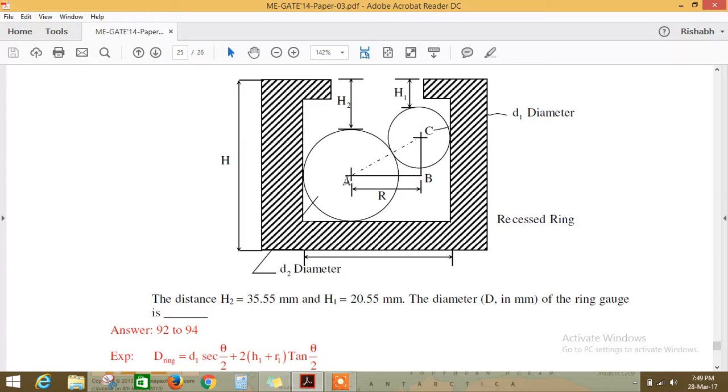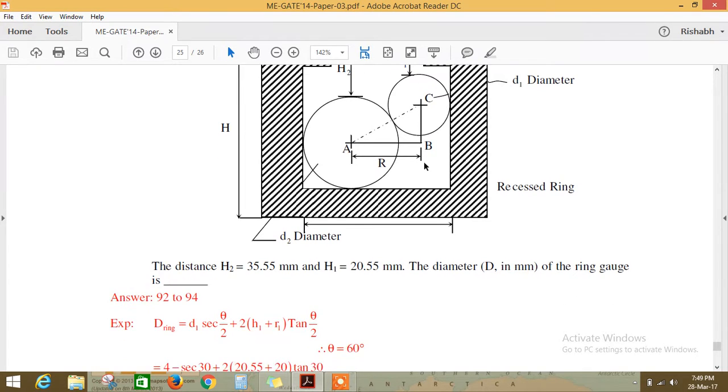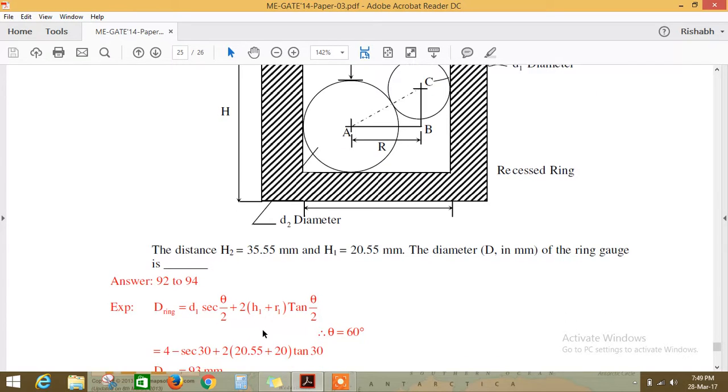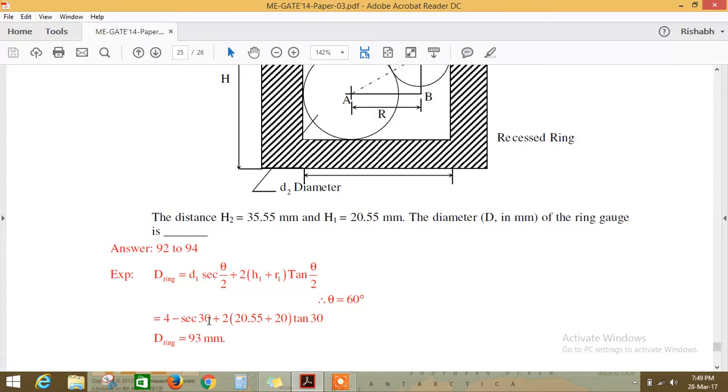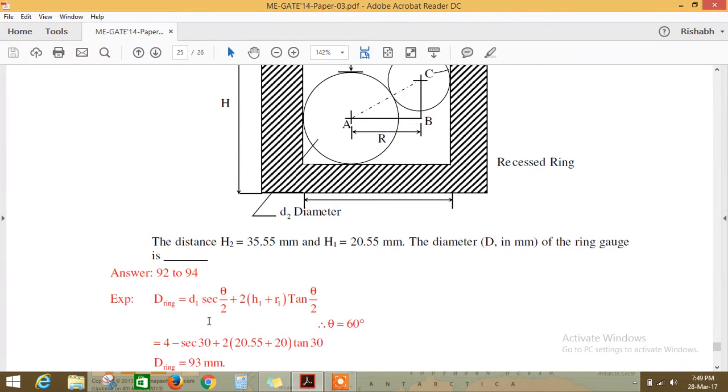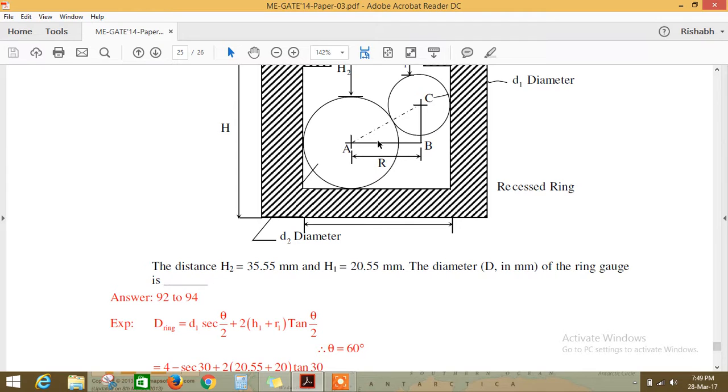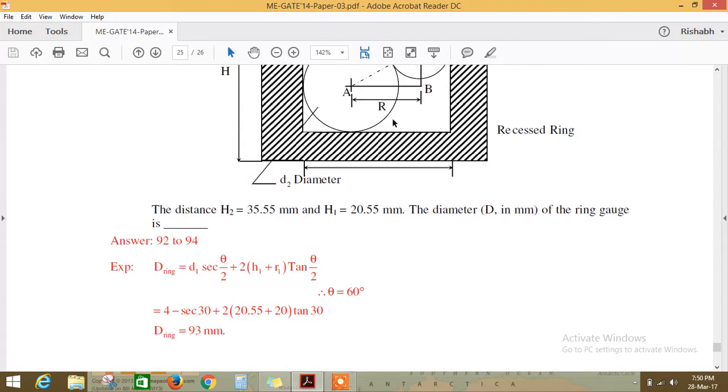AB is very simple, just geometry. H minus H2 minus R2, or R1, this bigger radius, minus of H minus H1 minus this smaller radius. So you will get this BC very easily. Just substitute the formulas, do the calculations, and you will easily get the answer as 93 mm. Or you can take a theta also and do it, but that is also okay, not a big deal.